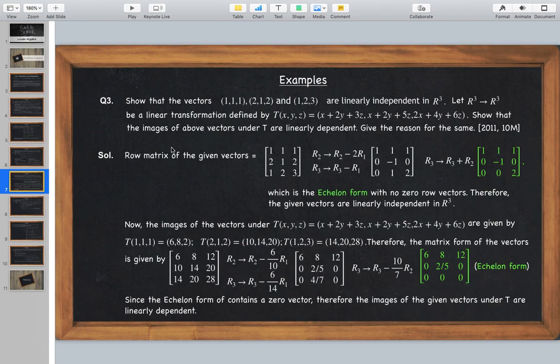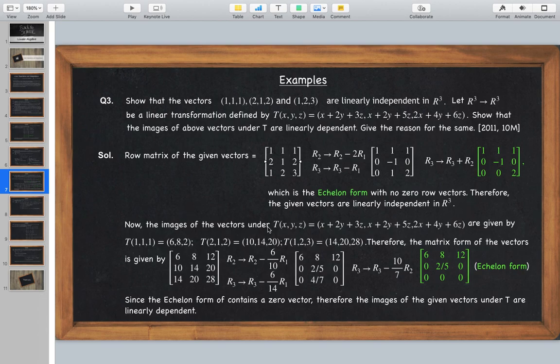And then we have to show that the images of the above vectors under T are linearly dependent and give the reason for the same. So for the first case, we form the row matrix (1, 1, 1), (2, 1, 2), (1, 2, 3) and reduce it to its echelon form by applying row operations to R2 and R3 first, and then to the third row to obtain this matrix, which is the echelon form with no zero row vectors. Therefore these vectors are linearly independent in R3.